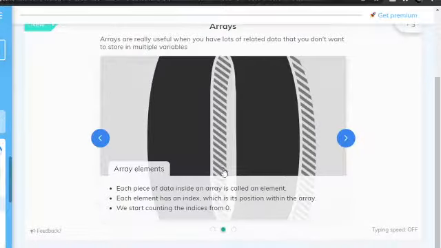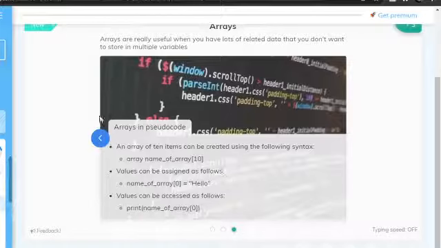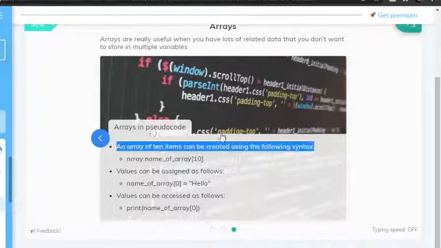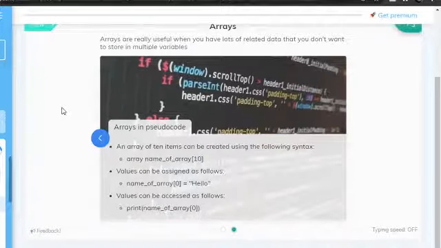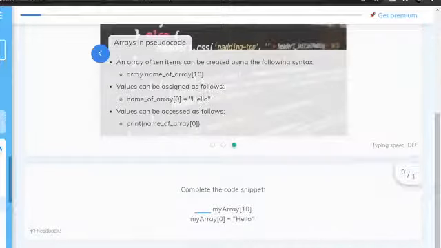Right, array elements. I've just said this, it starts at 0. And arrays in pseudocode: an array of 10 items can be created using the following syntax, array nameOfArray[10]. Values can be assigned, so nameOfArray[0] equals hello. So in the first place, or the 0th in this case, it would hold hello. And if you were to print that position in the array, it would print out hello. Simple.